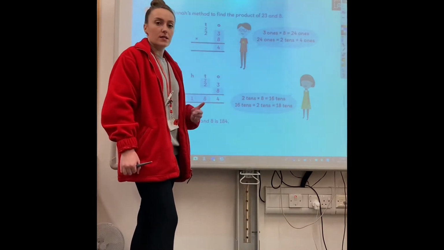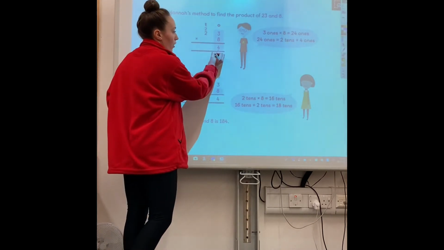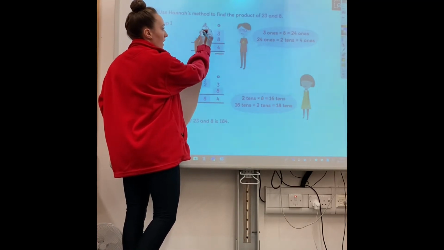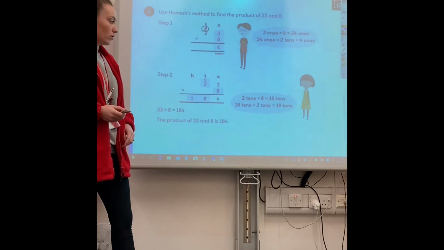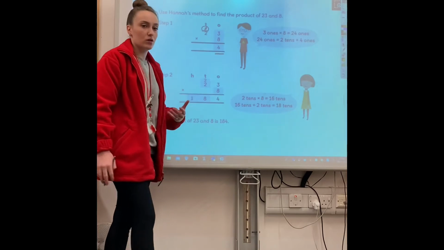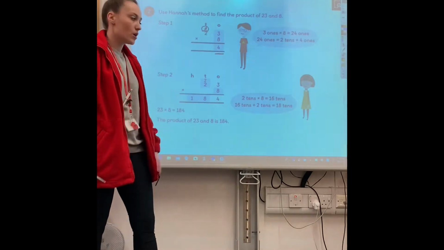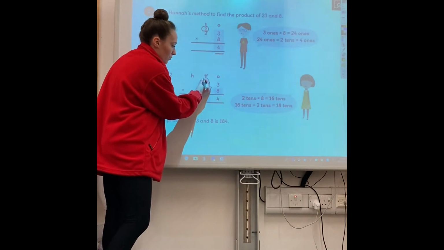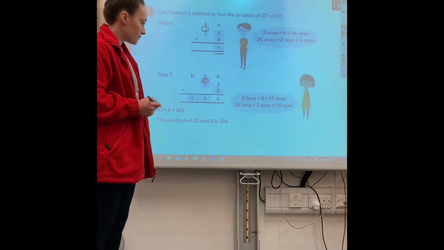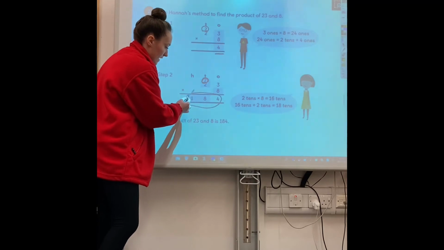8, 16, 24. 3 times 8 would be 24, but again, 4 ones goes in our ones column, and the 2 tens have been carried over into the tens column. And then that will help us do 2 tens times 8, which we know 2 times 8 would be 16, so 2 tens times 8 would be 16 tens. But then it's really important that we remember to add those 2 tens that have been carried over, which would then give us 18 tens, giving a total of 184.